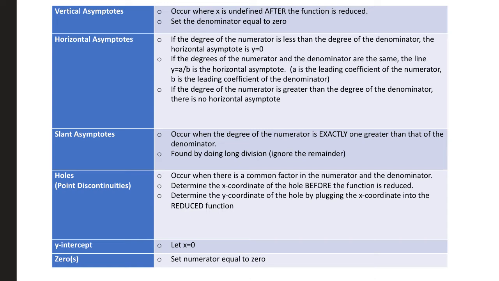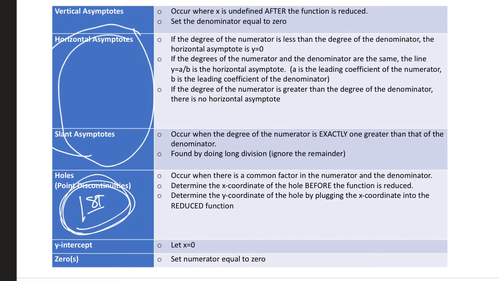I will tell you one thing, though. The best order to do this in is to do holes first. Always look for holes first, because if you have a hole, it's going to change the rest of these answers. The other thing is that horizontal and slant, these 2 together, you can have one or you can have the other, but you'll never have both. So when you're checking for those, if you've got horizontal, you're guaranteed not to have a slant, and vice versa.